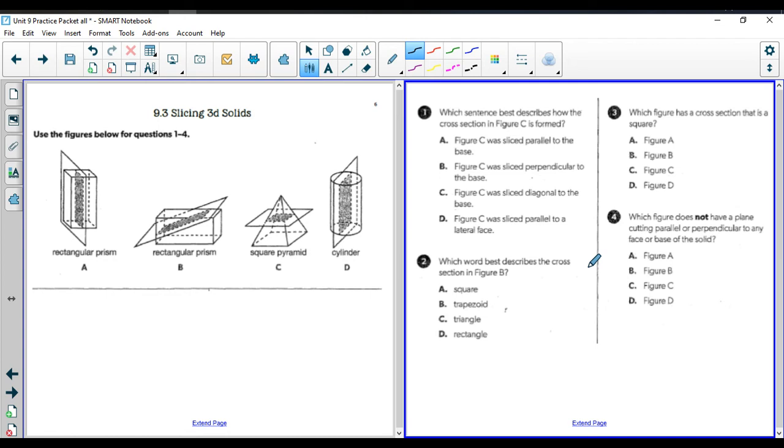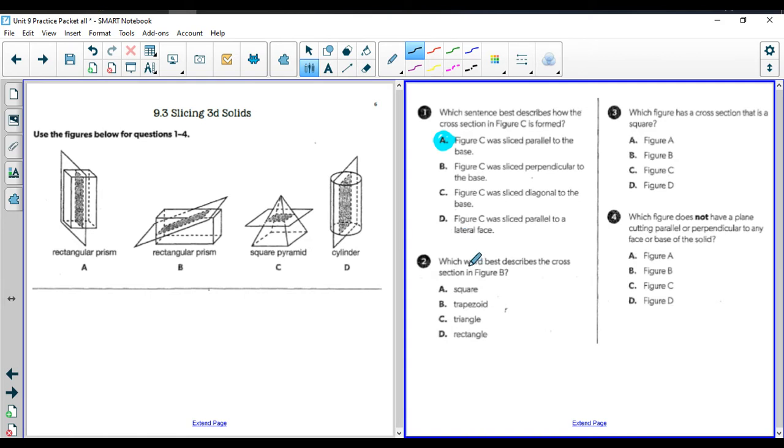Lesson 9.3, Slicing 3D Solids, starts in your practice packet on page number 6. So we're going to use these 4 figures to answer questions 1 through 4, which are all on page 6 for you. Which sentence best describes how the cross-section in figure C is formed? So figure C is right here. It is sliced. It looks like there's our base parallel to the base. So it tells me A would be the correct answer then.